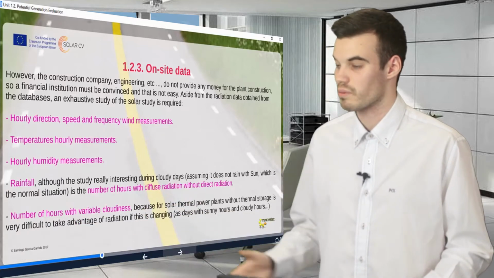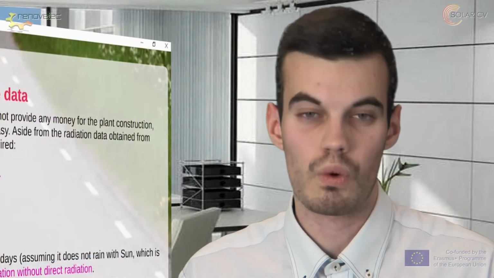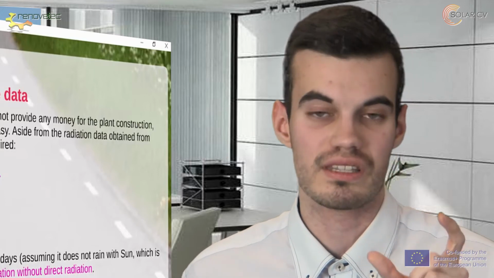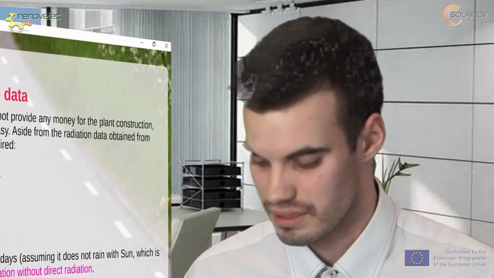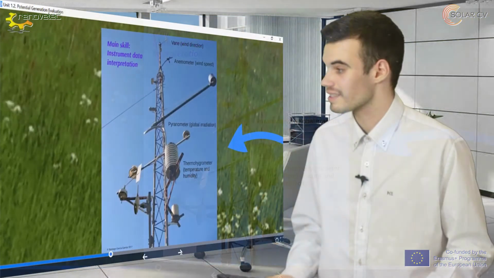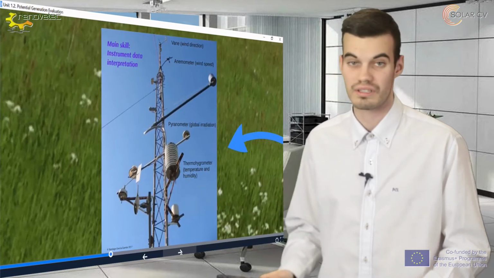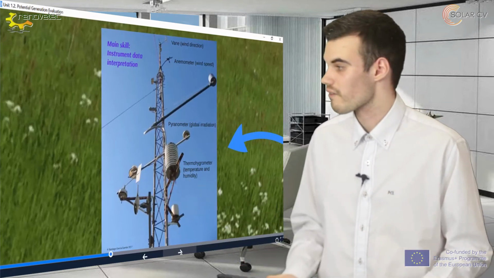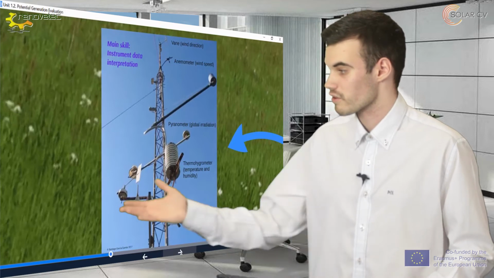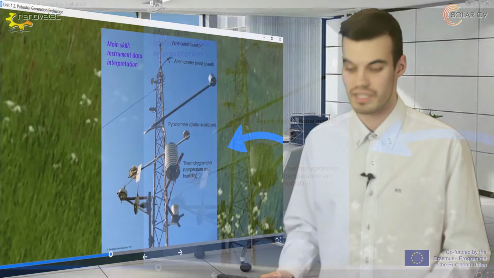And the number of hours with variable cloudiness, because in general we are not going to consider days with a great percentage of the day with cloudiness. Now here we can see a weather station, and the main instruments are a vane, which determines the wind direction, the anemometer, which determines the wind speed, the pyranometer, which determines the global irradiation, although many weather stations have a pyrheliometer, which determines the direct irradiation, and a thermohygrometer, which determines the temperature and humidity.